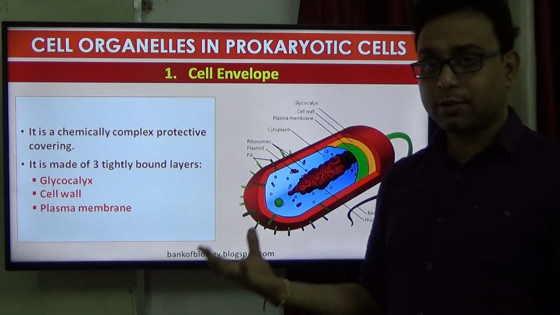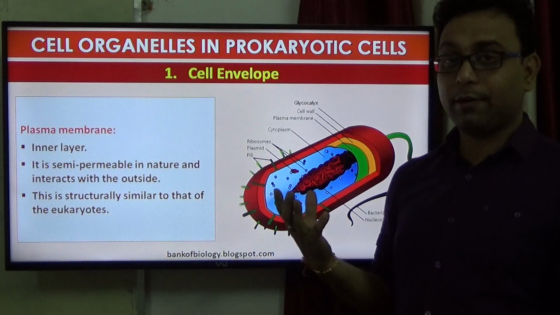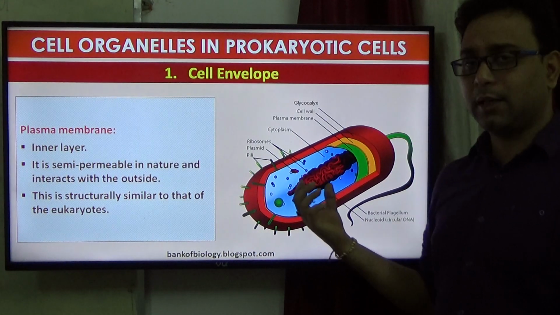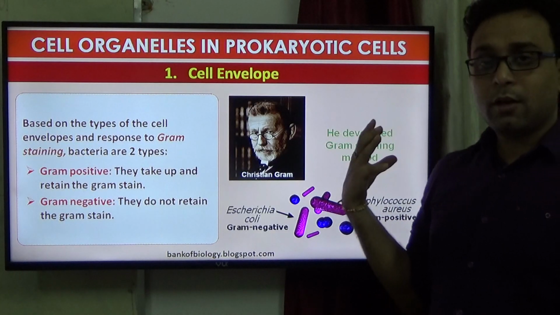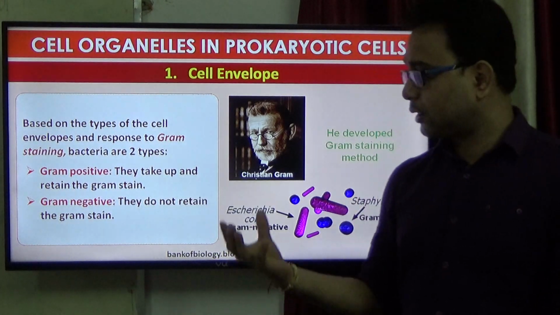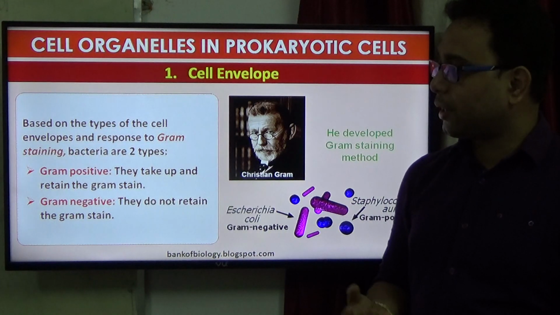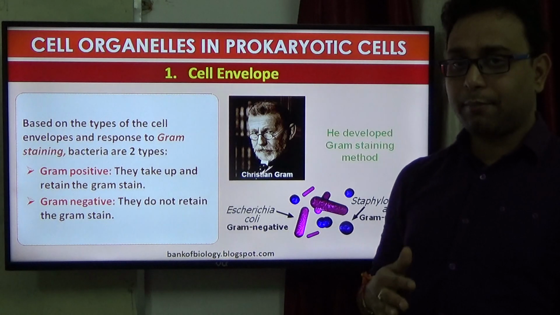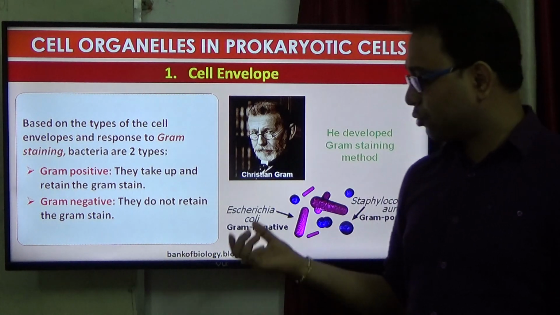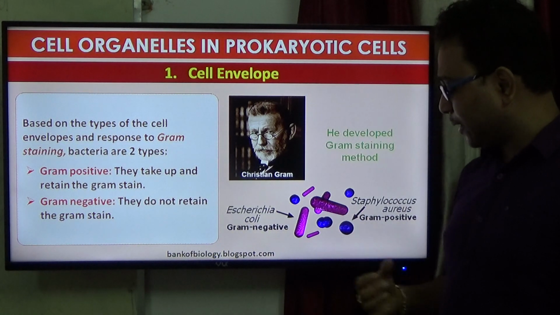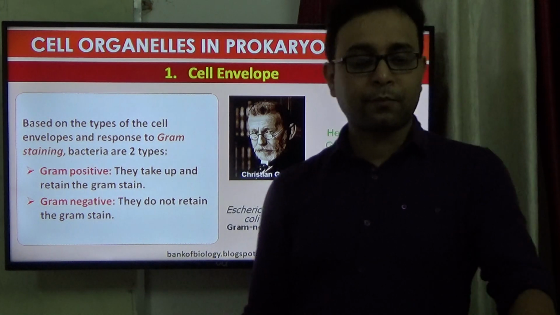The cell envelope has three parts: glycocalyx, cell wall, and plasma membrane. The cell wall is made up of peptidoglycans, and the plasma membrane or cell membrane is made up of phospholipids. Next we discussed that according to Gram staining, a technique developed by the scientist Christian Gram, we classify bacteria into Gram positive and Gram negative. Escherichia coli belongs to the Gram negative bacteria. On the other hand, Salmonella typhi is also given as an example of Gram negative bacteria.